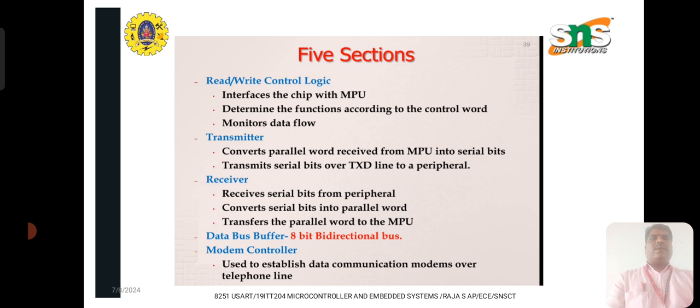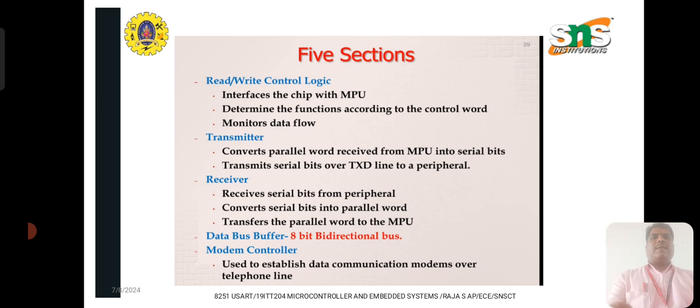Now we can see them individually. First block is the read-write control logic. It interfaces the chip with the microprocessing unit. It determines the functions according to the control word. It also monitors the data flow. Next is the transmitter, on the right-hand side of the figure. It converts the parallel word received from the microprocessor unit into serial bits. It transmits serial bits over the transmission line to a peripheral. The receiver receives serial bits from the peripheral. It converts serial bits into a parallel word. It transfers the parallel word to the MPU, the microprocessor unit.